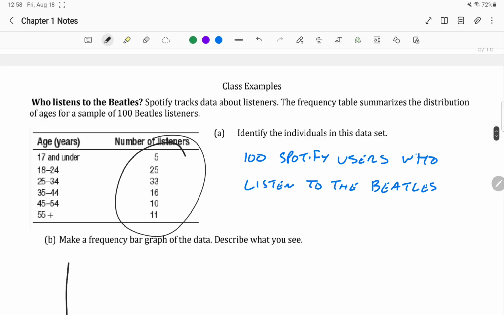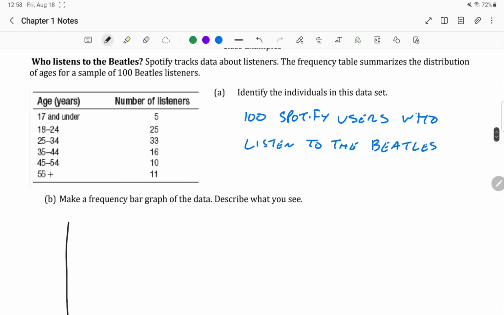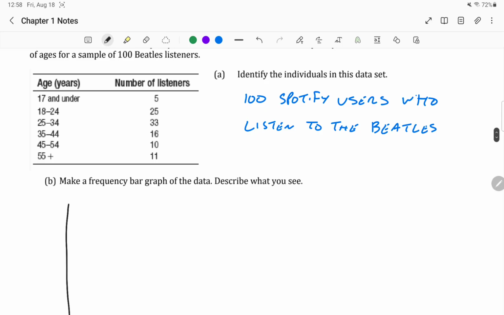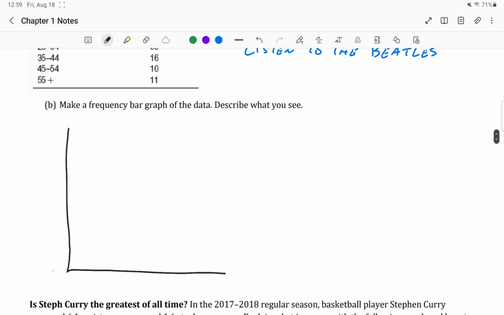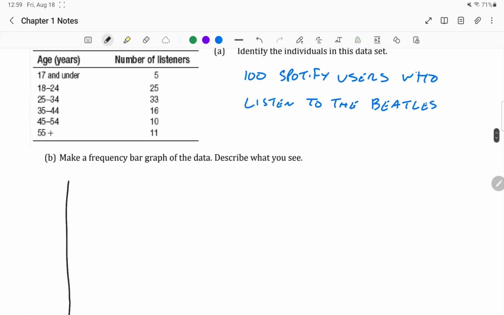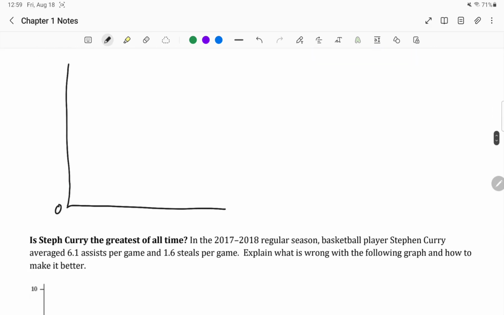Nice thing is for this one, it's out of 100, so that kind of is the percentage, anything divided by 100, but that's okay. So my biggest number is 33, which means I have to get up to at least that. So I'm going to start at 0 down here, and I'm just going to go up by 5s. You can make this however you want. So there's 5, 10, 15, 20, 25, 30, and I got to get up to 35 to get that 33. There's my y-axis. Let's label that. This is number of listeners.